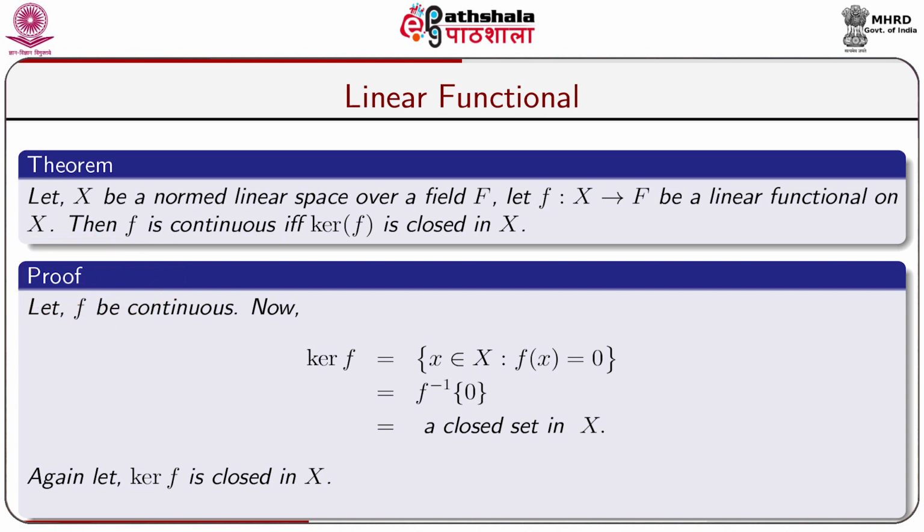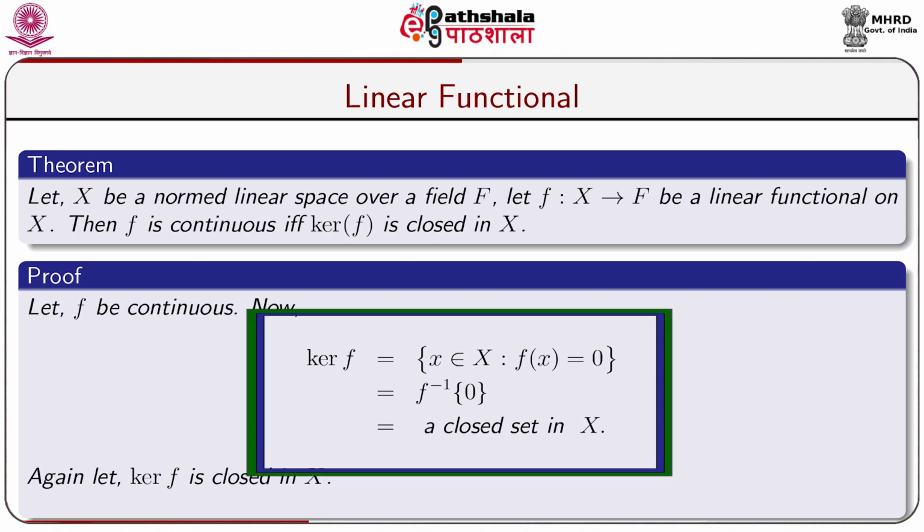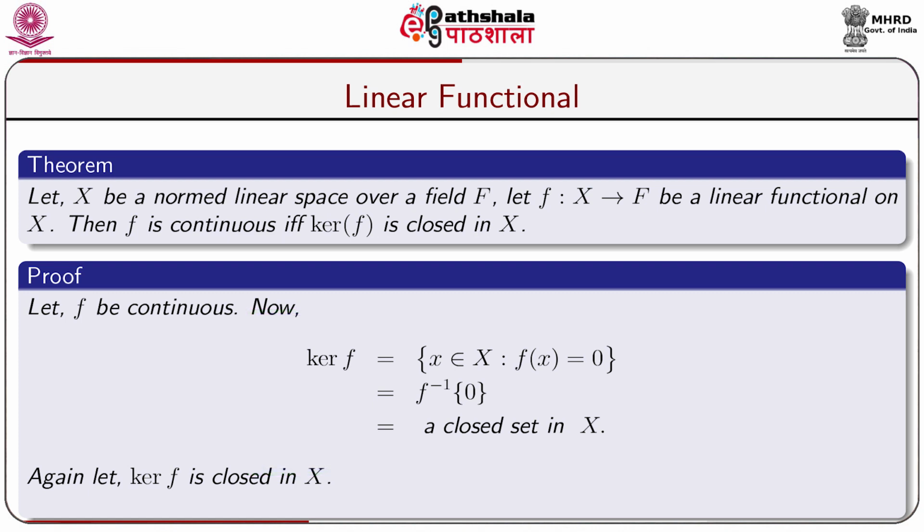Suppose f is continuous. Now, we know that the kernel of f means the collection of all elements x in X such that f(x) is equal to 0, and it is equal to f inverse of 0, which is a closed set in X. Because f is continuous, the inverse image of a closed set is again a closed set, and the singleton element 0 is an element of F, and it is a T2 space, as well as a T1 space. We know that in a T1 space every singleton set is closed. So, that is why f inverse of singleton 0 is a closed set in capital X.